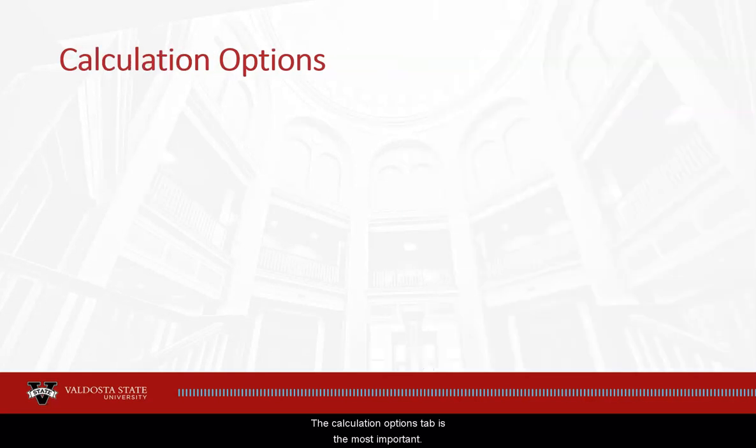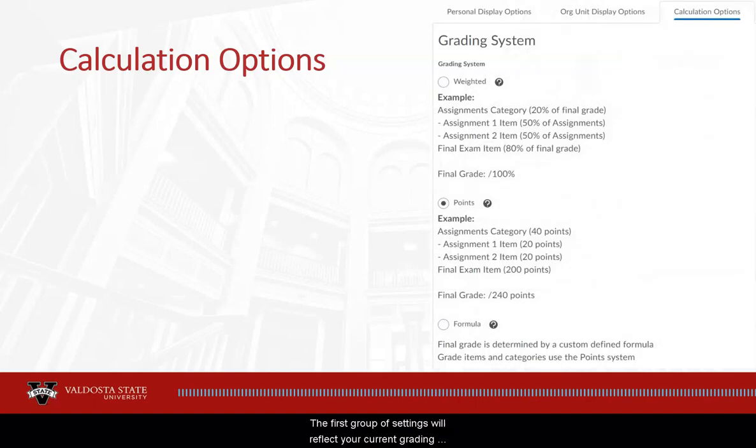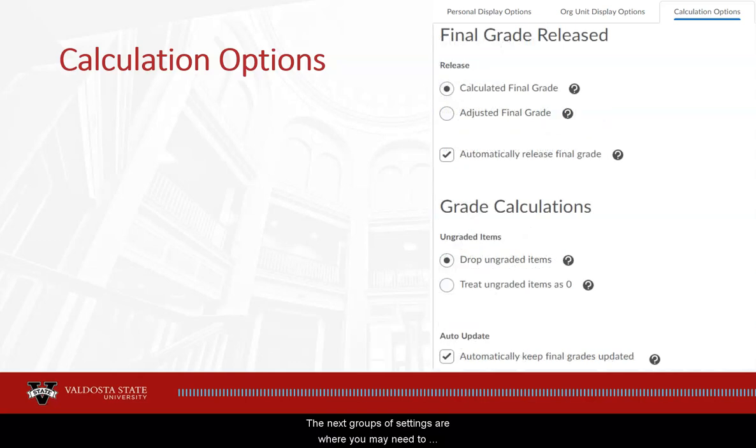The Calculation Options tab is the most important. This is where you will set that students can, in fact, view their up-to-date final grade as the course progresses. The first group of settings will reflect your current grading system selection. The next groups of settings are where you may need to make some changes.